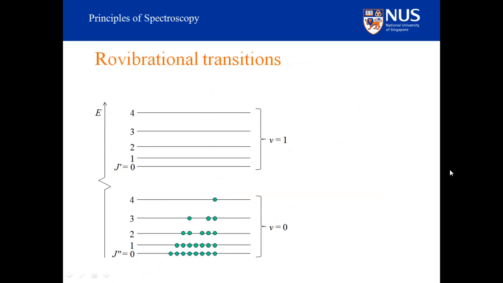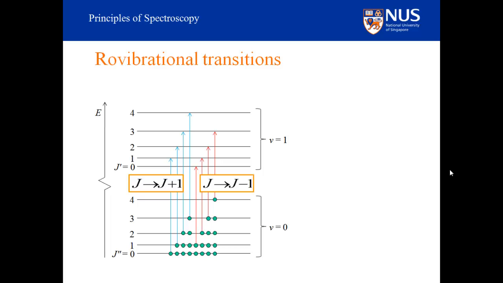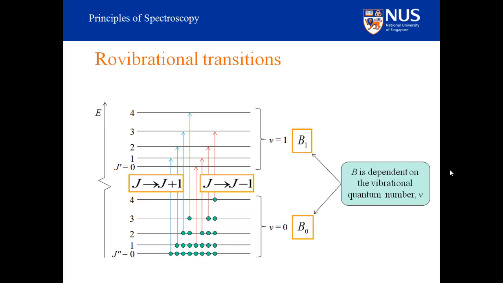Once again, here are our rovibrational energy levels associated with the fundamental band. Again, this is my R branch with J increasing by +1, and this is my P branch where J decreases by 1. The rotational structure in the V=0 state is associated with the B0 rotational constant, but the rotational structure in the V=1 state is associated with the B1 rotational constant, which is going to be slightly smaller. The B rotational constant is dependent on the vibrational quantum number V.